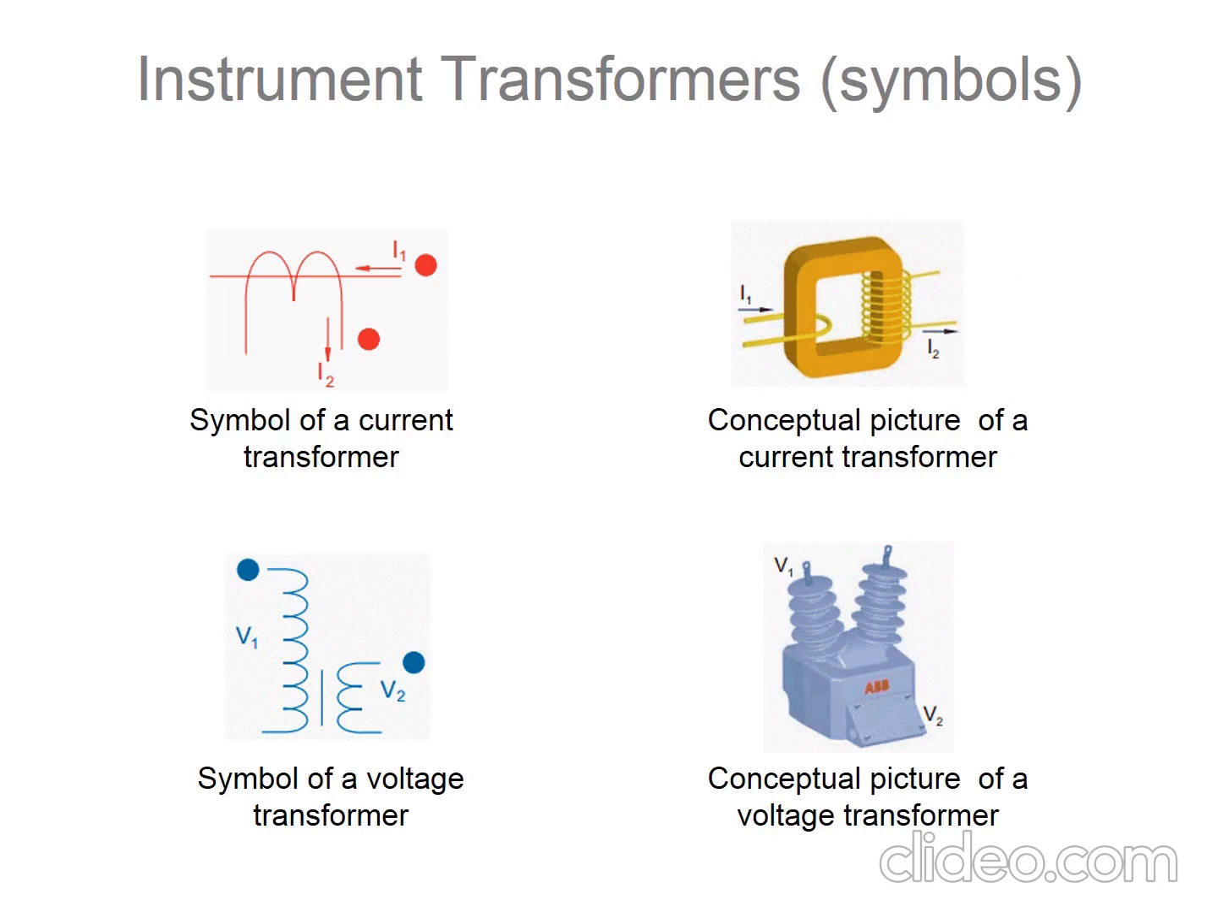Okay, this is the symbol for the instrument transformer. This one is the conceptual picture of the current transformer. This one is the symbol of a voltage transformer. This one is the primary side and this one is the secondary side. And this is the conceptual picture of the voltage transformer.